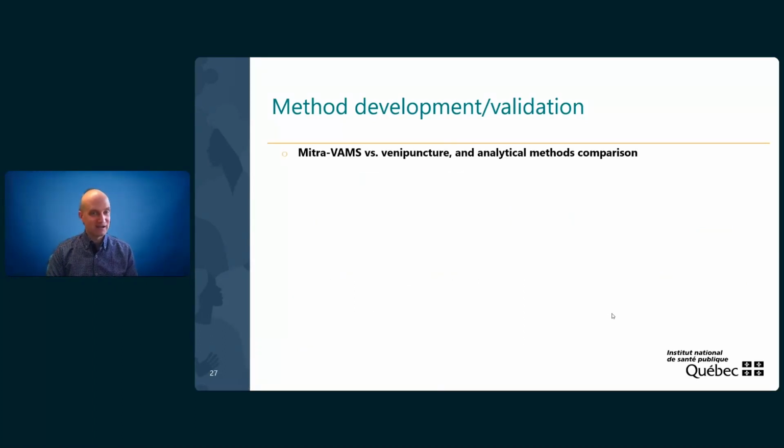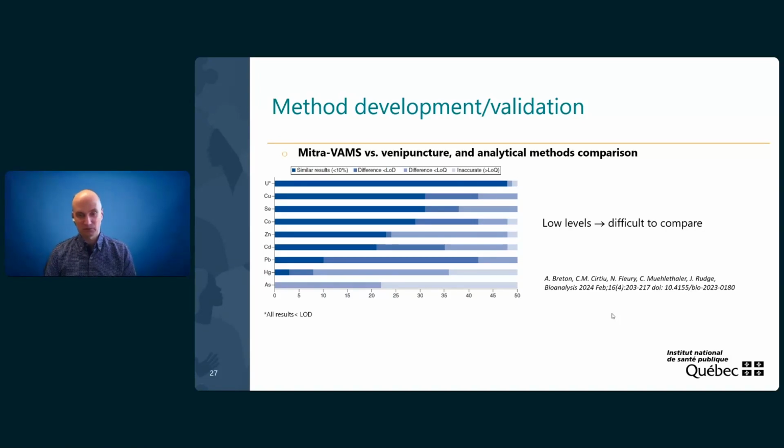Then we compared the Mitra VAMS versus venipuncture, so the collection approach, but also the analytical methods. So we compared our new methods based on Mitra VAMS collection with a routine analysis method used here in our laboratory, based on a dilution and injection approach. So we compared different things at the same time, and we did this with a cohort of 50 participants, healthy and unexposed people. And the comparison was not that easy, actually, because of the low levels we have been measuring.